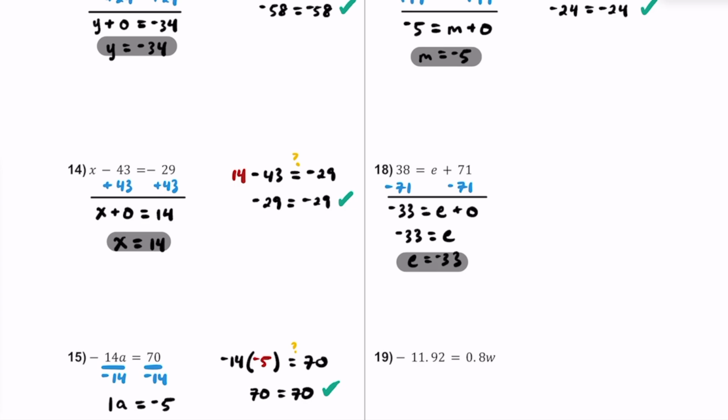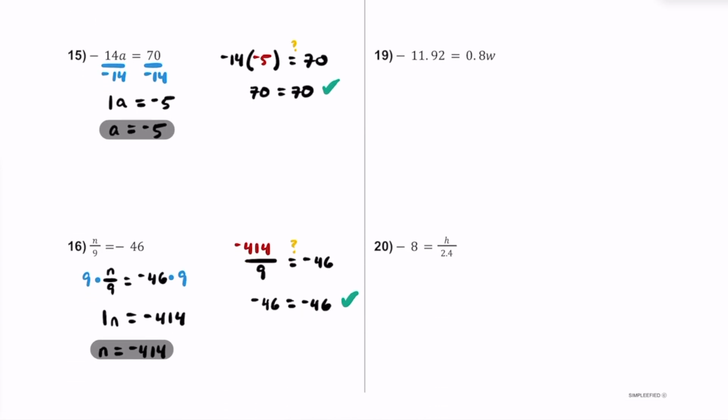Now, can we check this? Of course, we can check all these equations. Let's take our original equation of 38 is equal to e plus 71 and substitute in negative 33 for e. Let's see if this is true. On the right side, negative 33 plus 71 is the same thing as 71 minus 33, which happens to be 38. So 38 equals 38, which means we did a good job. So this must be true. e does equal negative 33.